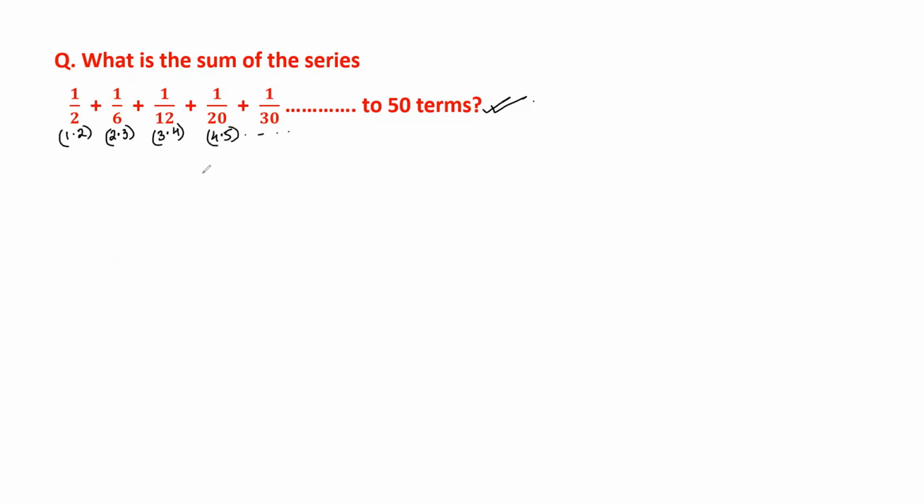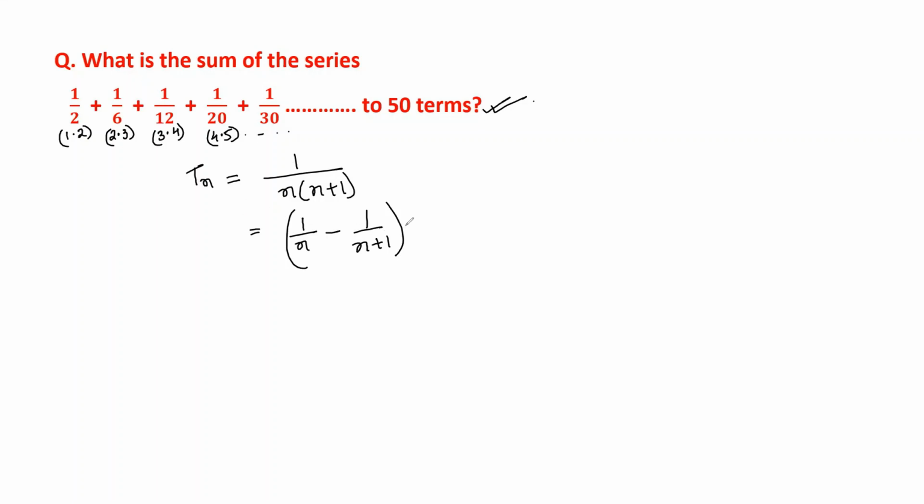So if we write the generic term, that is the nth term for this series, in that case, this can be written as 1 upon n into (n plus 1). As for the first term, the denominator is 1 into 2. For the second term, the denominator is 2 into 3 and so on. So for the nth term, the denominator would be n into (n plus 1). This nth term can be expressed as a difference of two fractions, as 1 upon n into (n plus 1) can be written as 1/n minus 1 upon (n plus 1).